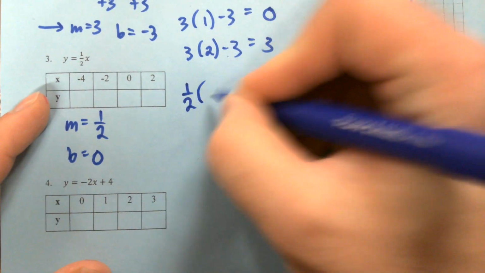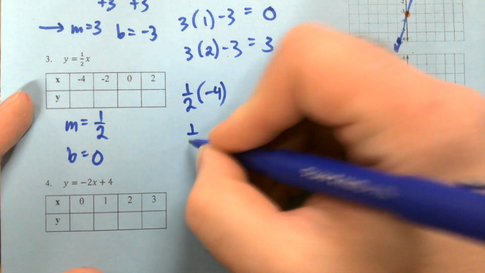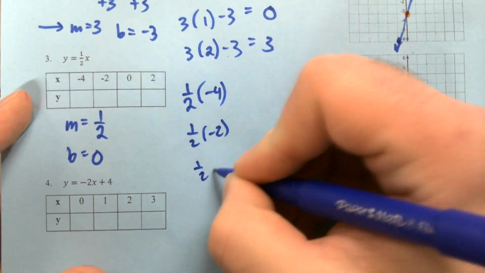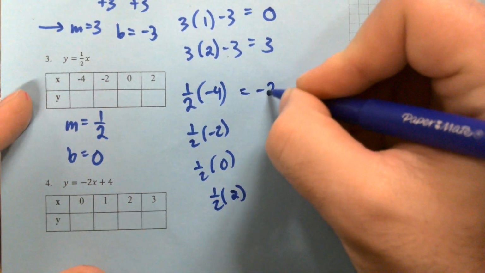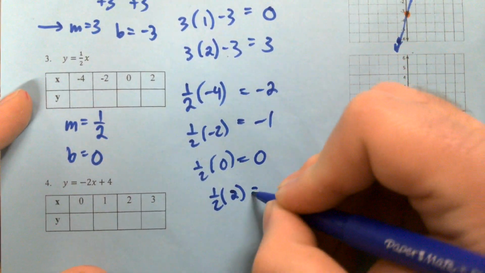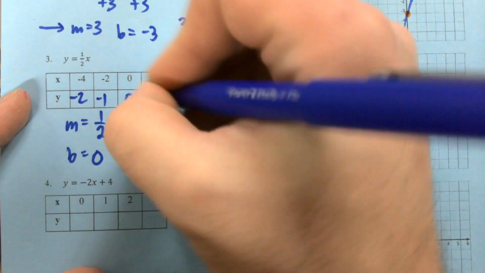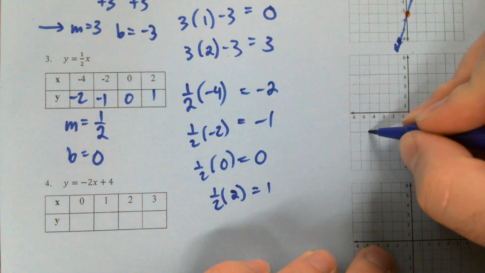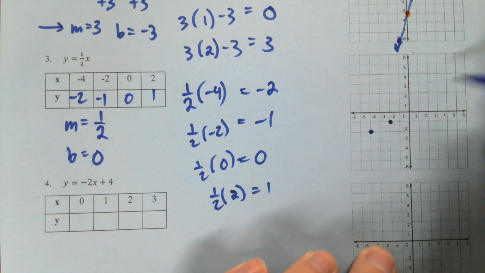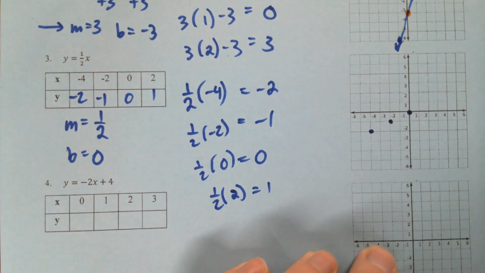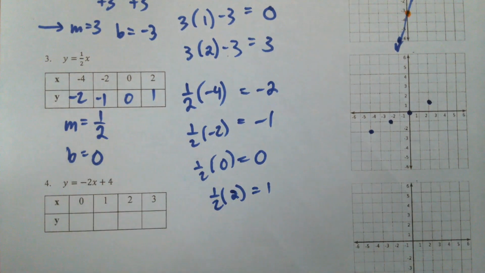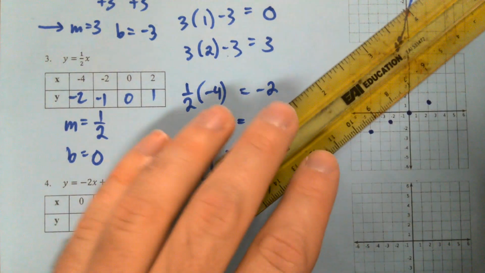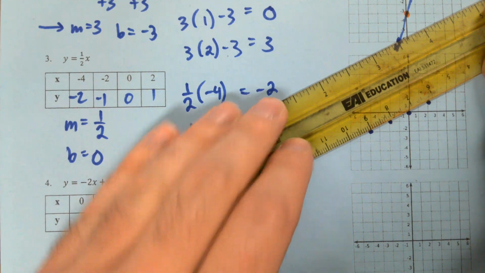So all we have to do is take half of each of these numbers: half of -4, half of -2, half of 0, and half of 2, which gives us -2, -1, 0, and 1. -4, -2; -2, -1; 0, 0, that's my y-intercept right there; and 2, 1. Anyone know what type of relationship we have here in number 3? Starts with a P.